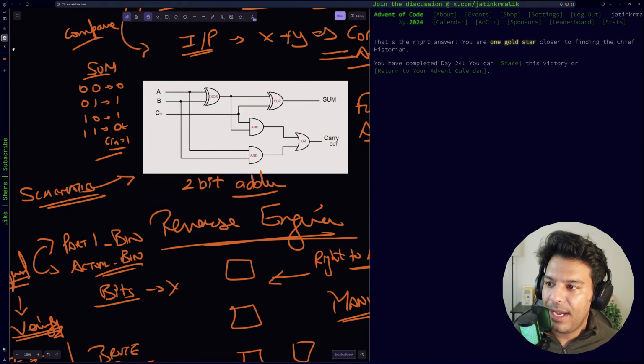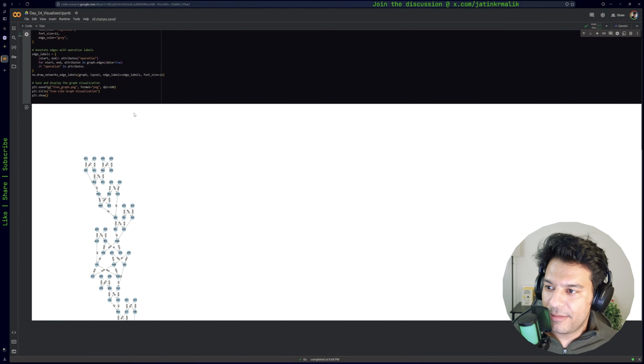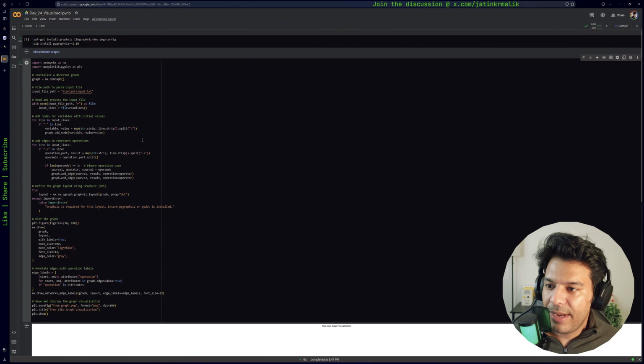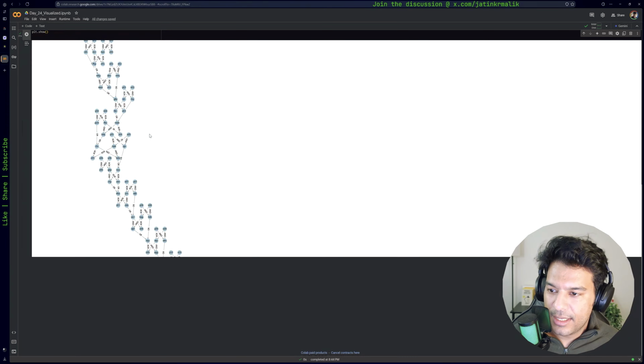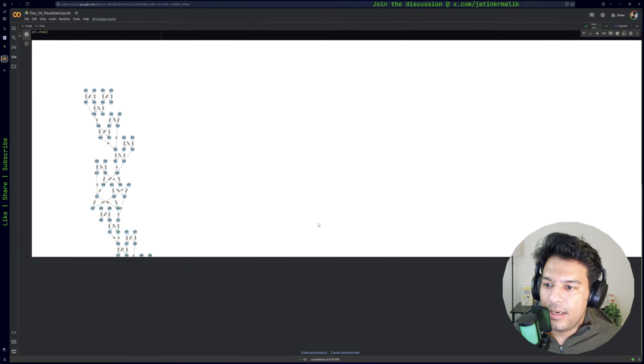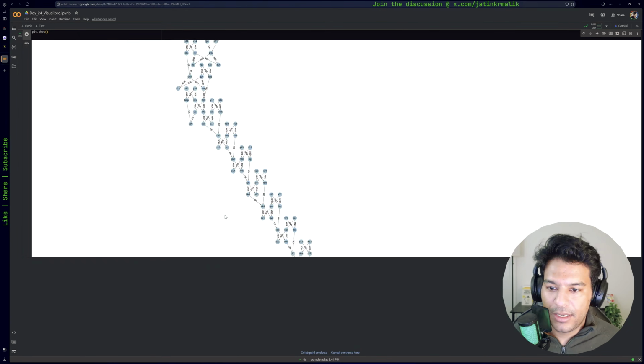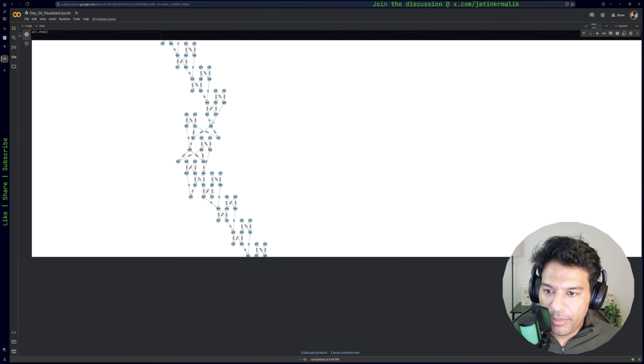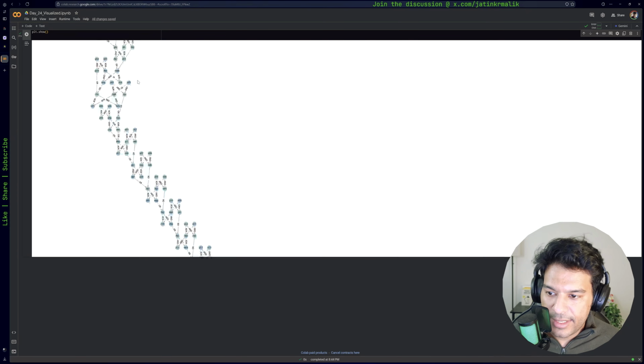In the next step, I wrote some code with the help of Claude to take my input and, using PyGraphviz, generate this full-blown graph of how this adder is working. And then I could see some anomalies in some of the parts. So here and here there is an anomaly, and then here there is an anomaly.